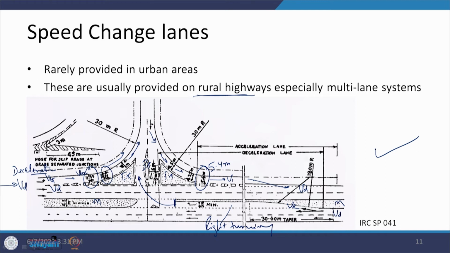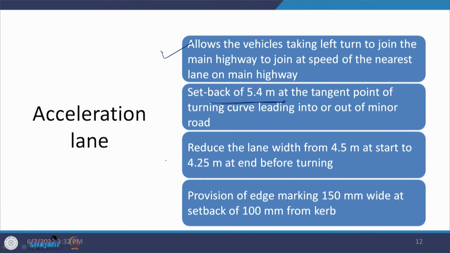The same is happening here, this is 4.5, 4.25 and then 5.4. So, that is what is being said: reduce the lane width from 4.5 meters at the start to 4.25 meters at the end before turning, and just after this turning when they are going into the main highway, going parallel to that, then it is 5.4 meters. And the edges need to be marked clearly.